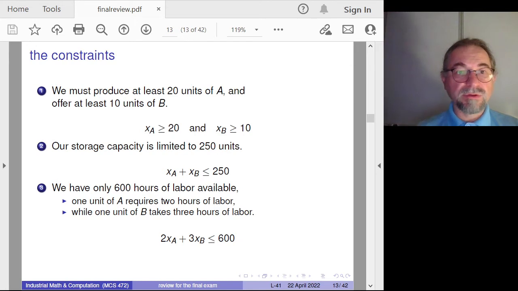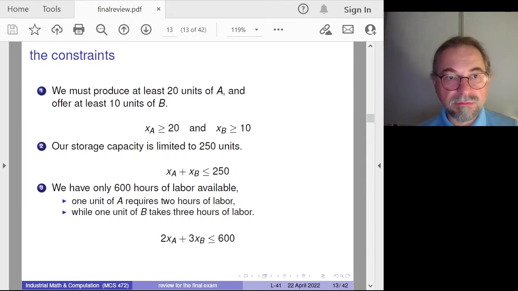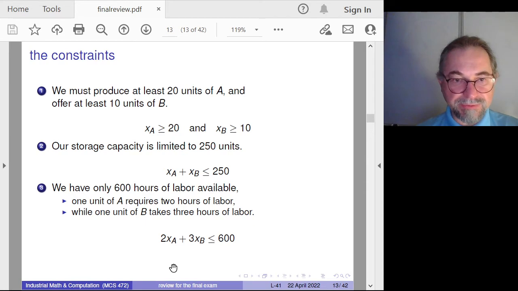And then we look at the constraints and we translate those constraints into inequalities. The production limits, so at least 20 and 10 of A and B, the storage capacity, and then the hours of labor. Perhaps the units are a little bit different. With the hours of labor, if you would ignore the B term, and you have only 600 hours of labor available, then you cannot make more than 300 units of item A, and you cannot make more than 200 units of item B.